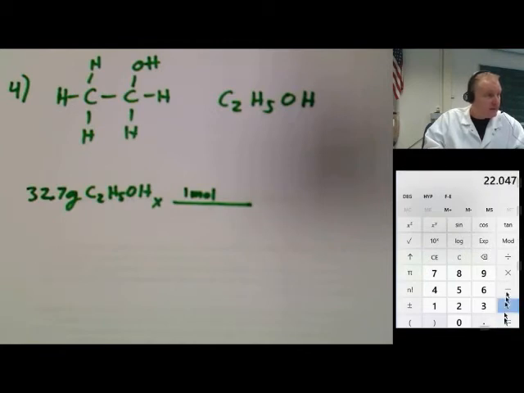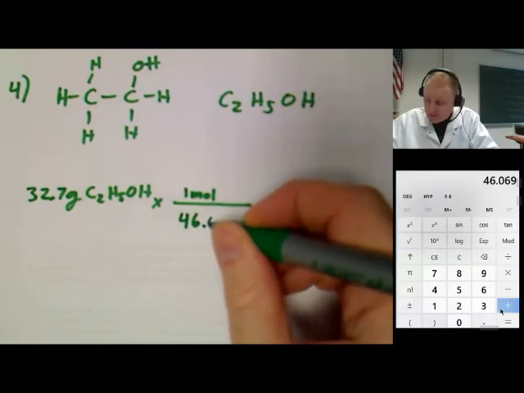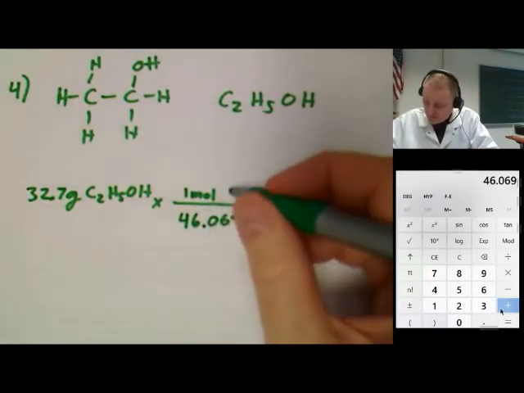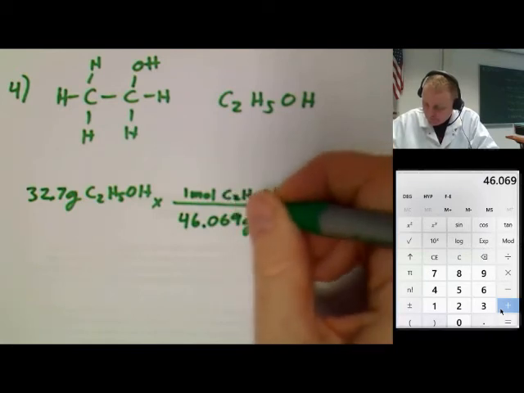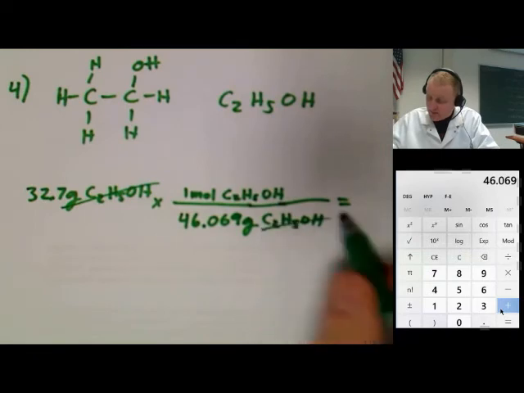Did I not add that right? Okay, I messed that up. So 1.008 times 6 plus 2 carbons, 2 times 12.011 equals this, and then we're going to add the oxygen, 15.999. Okay, that looks better. So the molar mass of ethanol is 46.069 grams per mole of C2H5OH. Grams of ethanol cancel with each other.